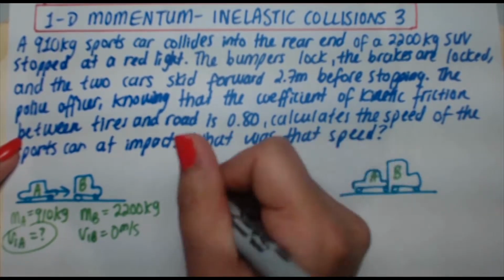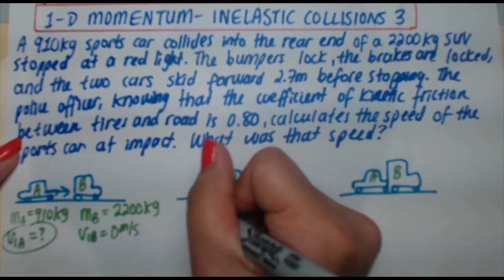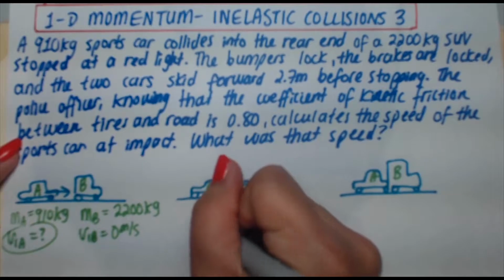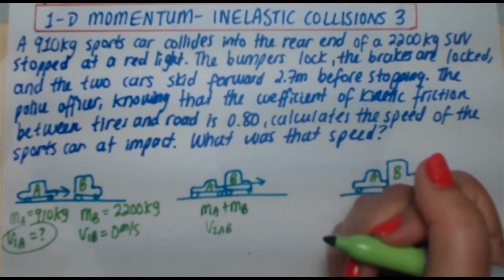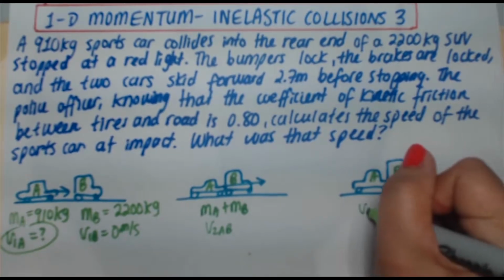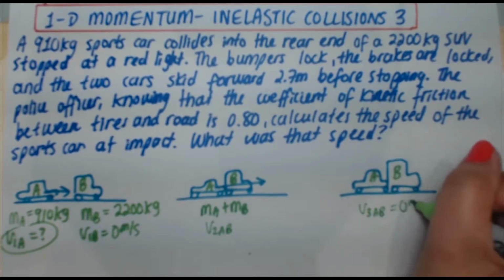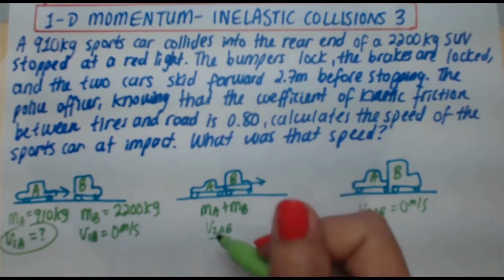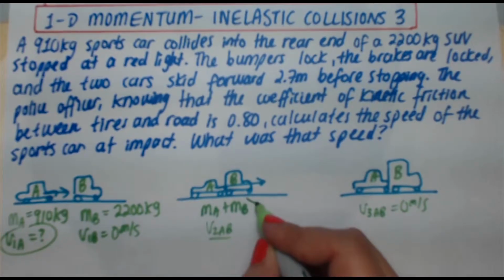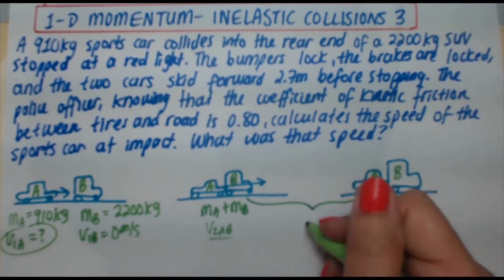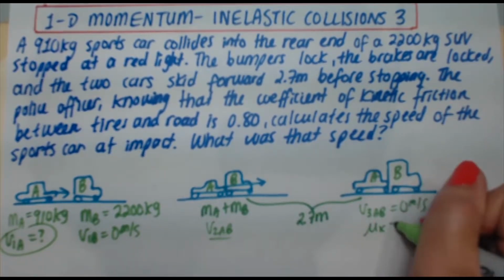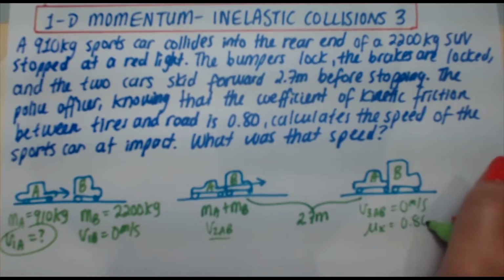Okay, so now in scenario number 2, they're stuck together and moving forward. Collectively they have mass MA plus MB, and they're moving with speed V2AB. And finally, they're skidding forward until they come to a stop, so V3AB is 0. What we don't know is V2AB, which leads us to V1A. That's what we need. Over this distance, the cars travel 2.7 meters. And we're also told the coefficient of kinetic friction between the tires and the road is 0.80.